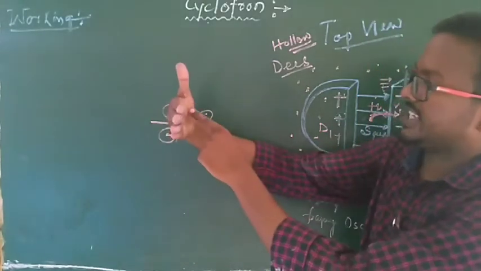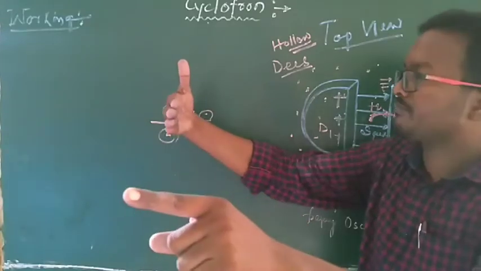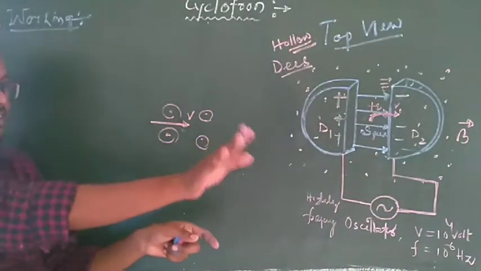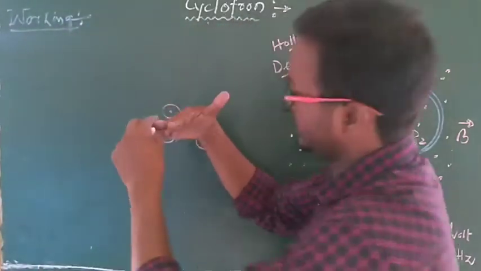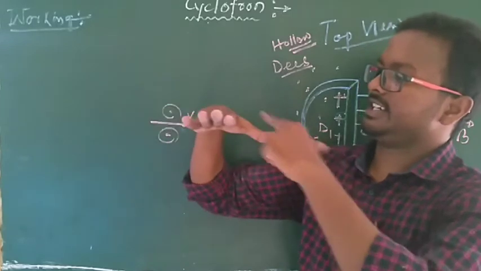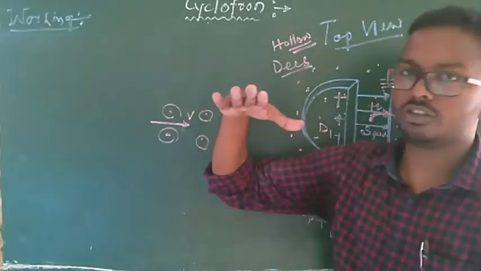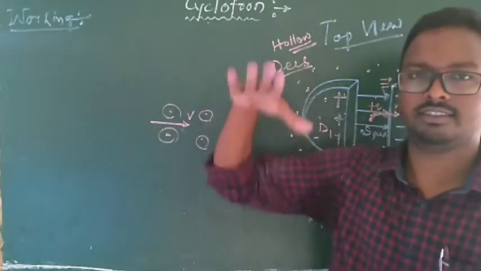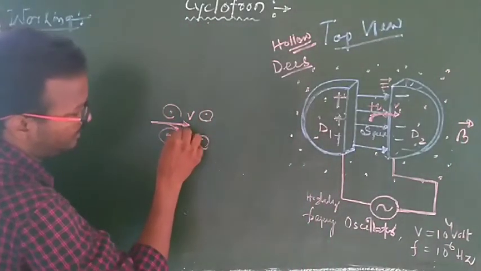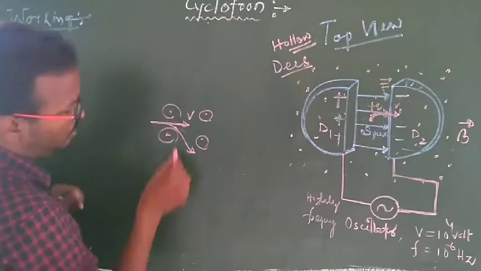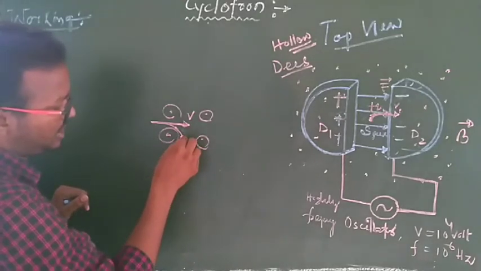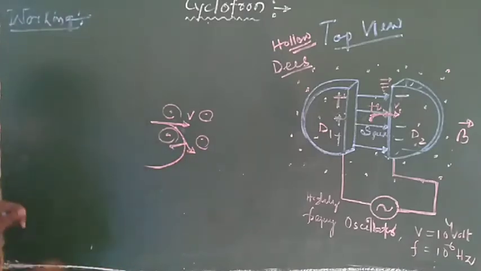So the magnetic field is in the outward direction, and the charged particle moves in this direction. So it experiences a force in the downward direction. Clear? So it experiences a force in this direction and tries to move in this direction, and there is also another force in the inward direction, so it changes its direction in this way.